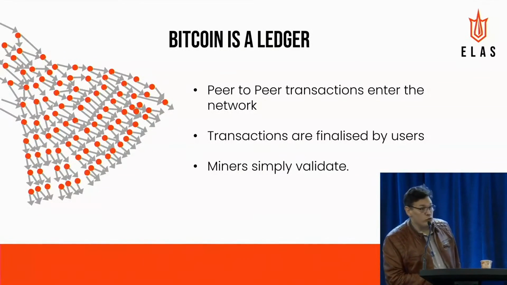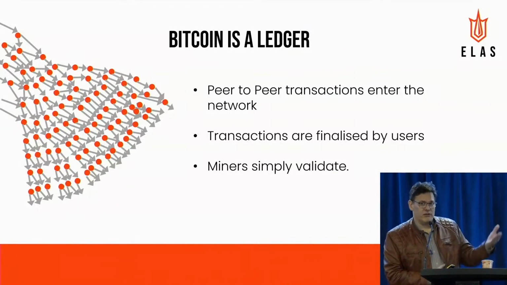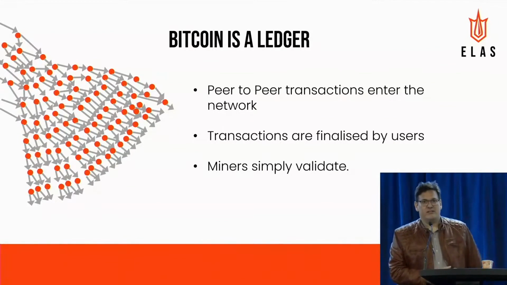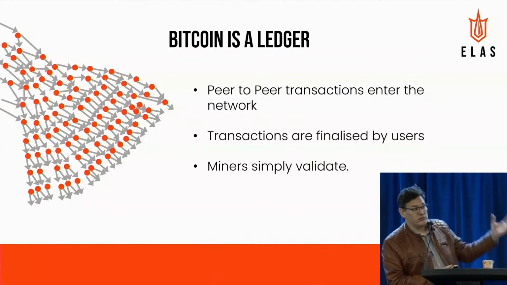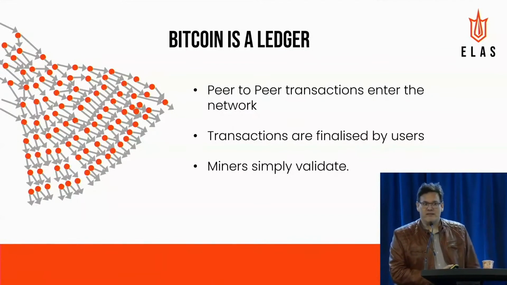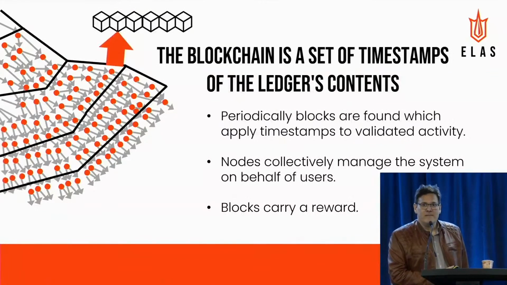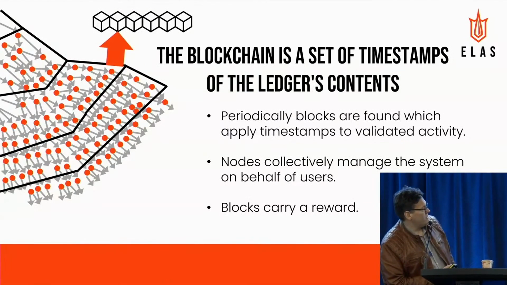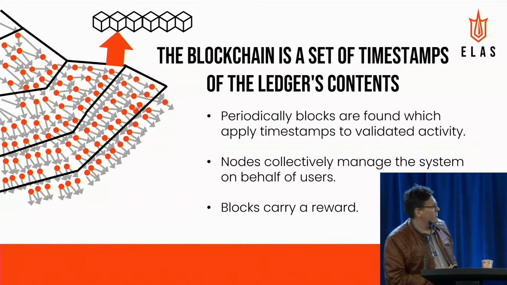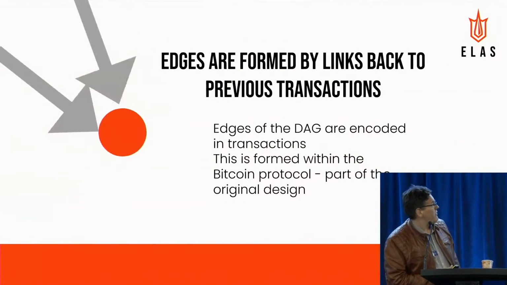They can choose to exclude it, but otherwise their job is to actually take the record of what you're doing and write it into the blockchain. And that's done within the Bitcoin protocol. You can go and read about that all over the internet. Blocks are found periodically, like a set of timestamps, and blocks carry a reward. So in that ledger, it forms kind of a graph database.